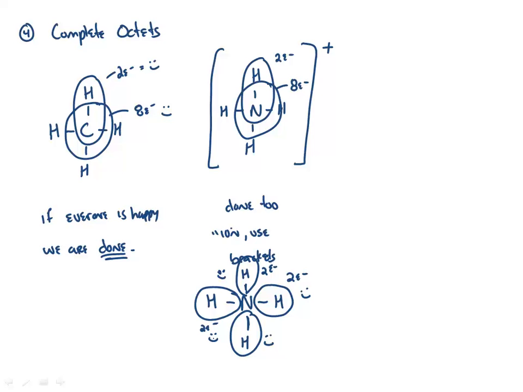Yep, you're missing one because that's what a cation is doing. It's missing an electron. So you have to put the plus sign outside the bracket. Yes, not inside it. Not inside.